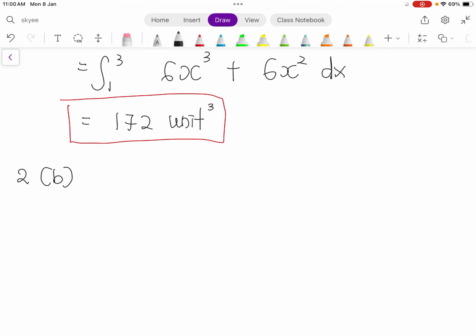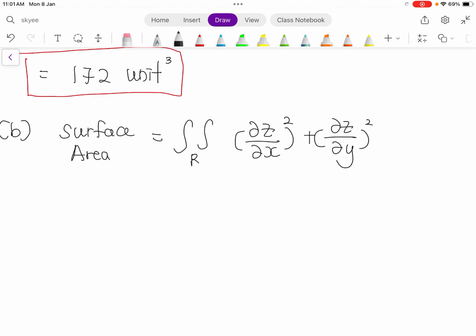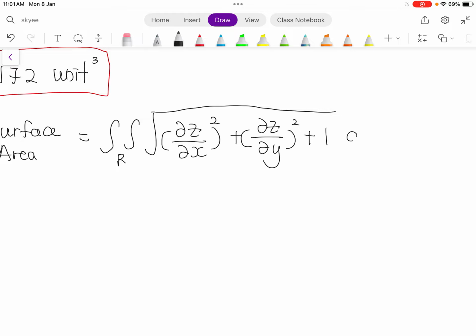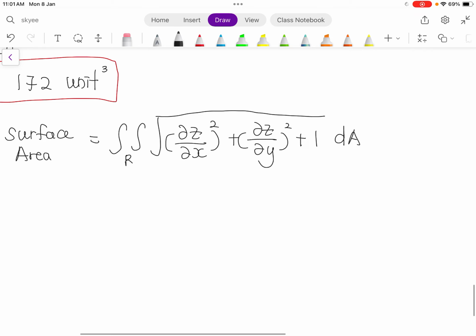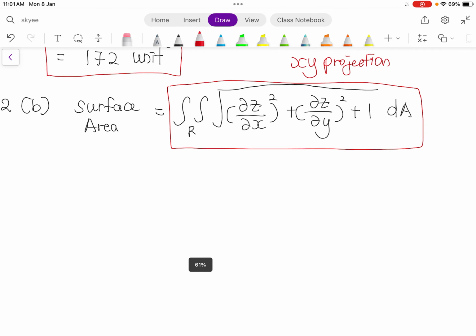Question 2b. So it's a surface area. You can refer to the formula sheet. What is the equation for the surface area? This one will be the equation: the square root of the del z del x squared plus the del z del y squared plus 1. I select this equation because it's based on the xy projection. This equation is valid just for the xy projection. I will choose the xy projection because it is a paraboloid, right? So if you pick the xy projection, you are very sure that it will be a circle shape.